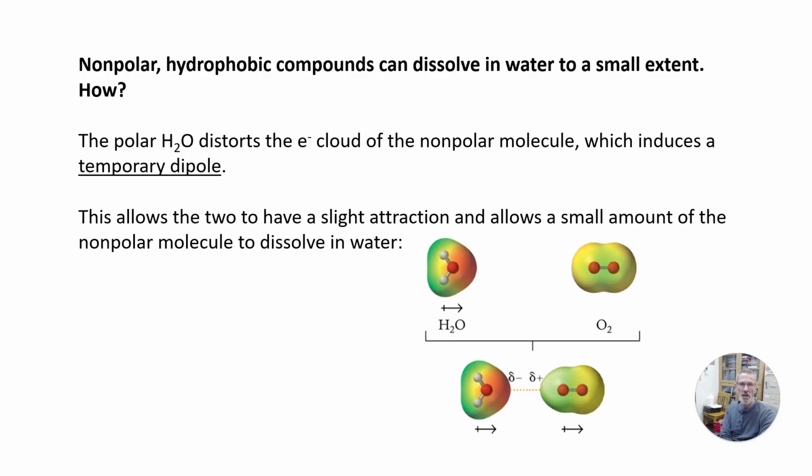So here's a picture of water approaching an O2 molecule in the top part of the diagram, and as they get close, then you can see the perfectly symmetrical nonpolar O2 begins to develop a slight negative side and a slight positive side, and then the water molecule and the now temporarily polarized O2 can associate, and the O2 dissolves. That's it for today's lecture.